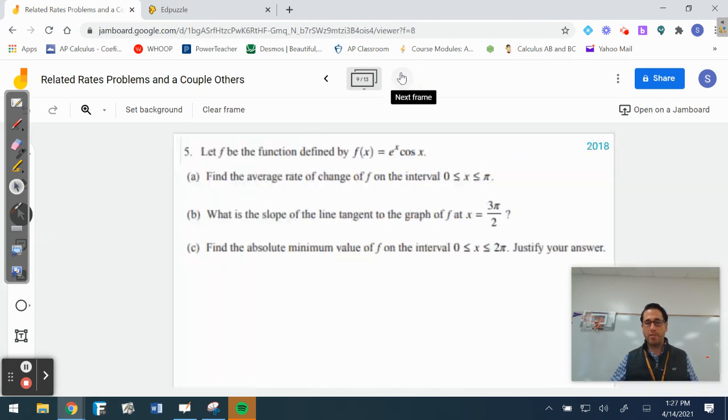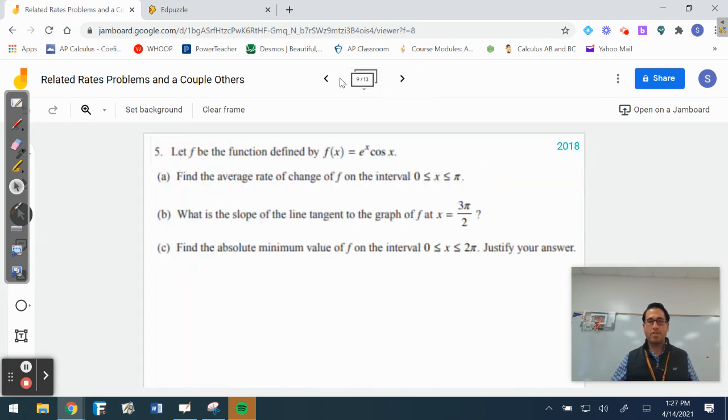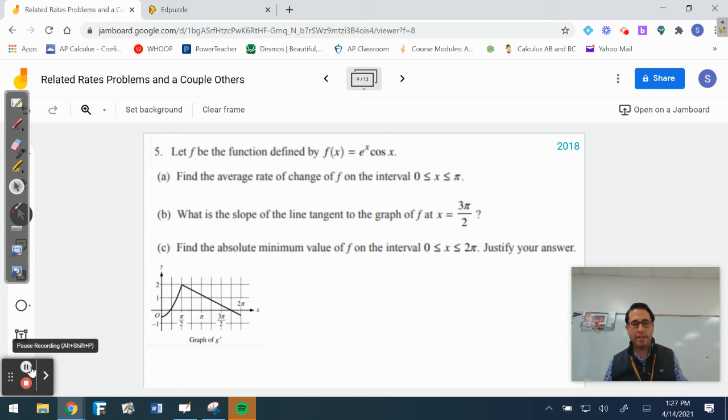Okay, but it's one of these where I'm given a graph. Darn it, well, I need the graph to be able to do this. So let me hit pause. Hold on one second, you guys. Got the graph right there in case we need it.